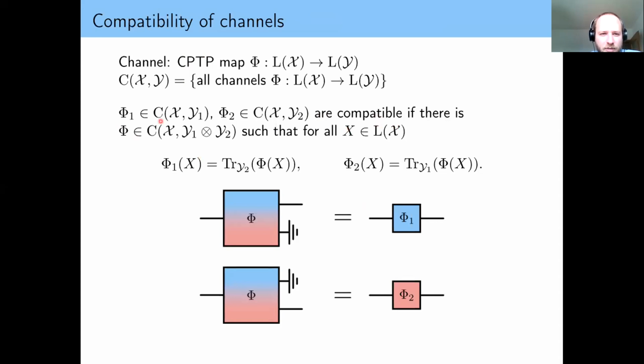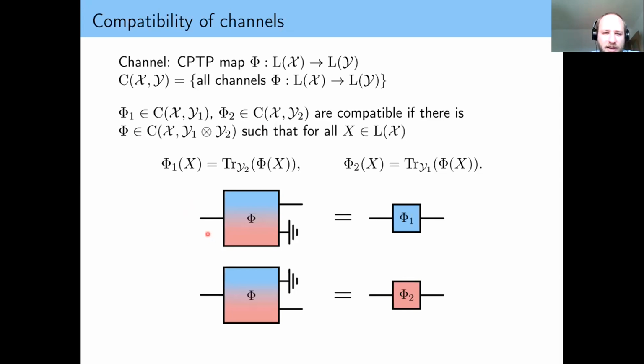Now if we have two channels, we say that they are compatible if there is a big channel going from the input space X to the tensor product of the output spaces, such that if we perform partial traces, we obtain the original channels. In my opinion, the nicest way to visualize this is using diagrams.